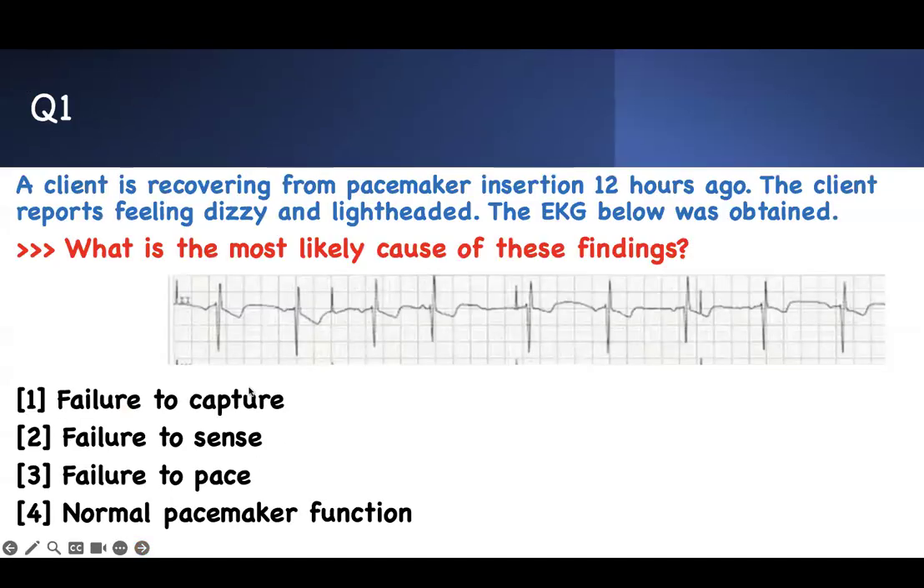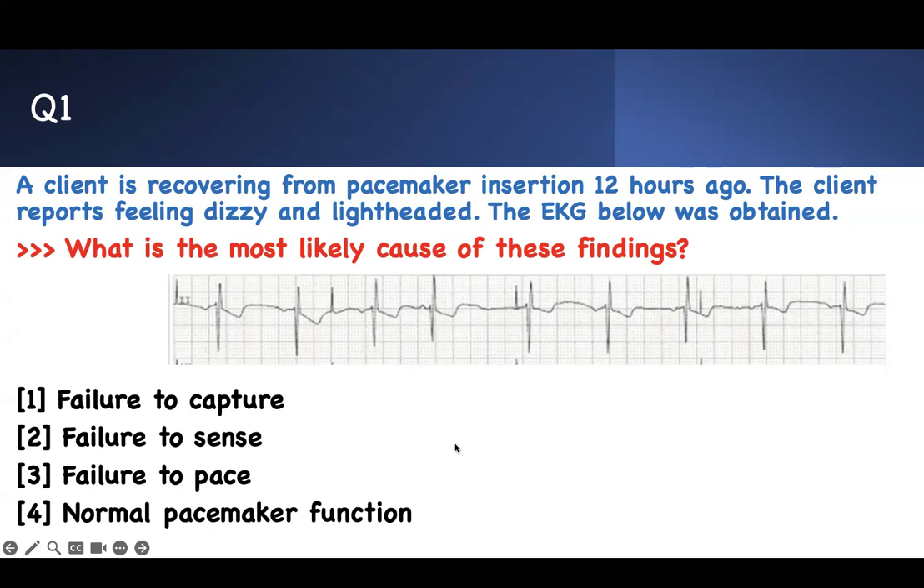This is a quick question, but something you have to know as a critical care nurse. You've seen this multiple times. How do you read a question? Start from the back, like I said, always, and go for the buzzword. What is the most likely cause of this finding? That means they want you to read the EKG.